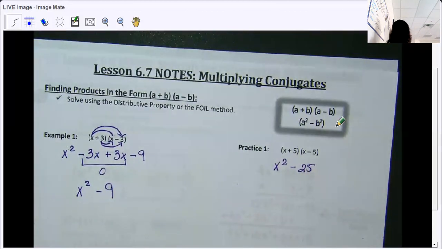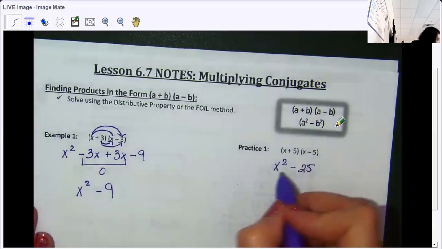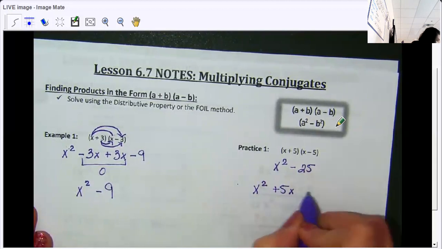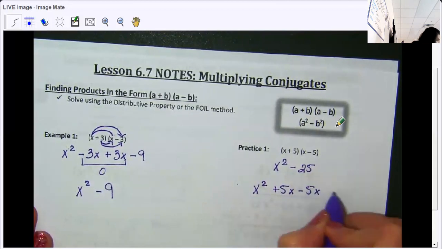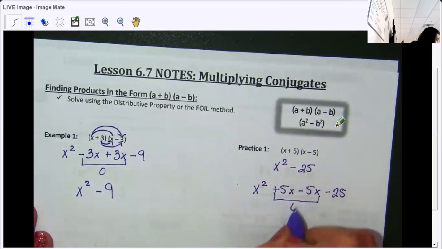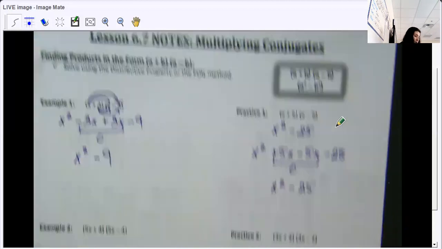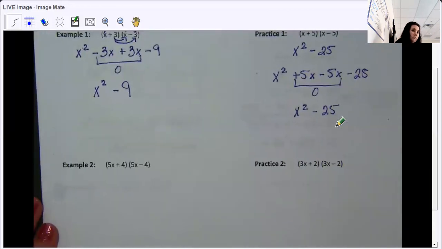However, if you do not see that pattern, then you need to follow the FOIL method, which would be x squared plus 5x minus 5x minus 25. These two cancel out, so you end up with x squared minus 25. So are there any questions on that process? Okay, let's go down here and do example 2.